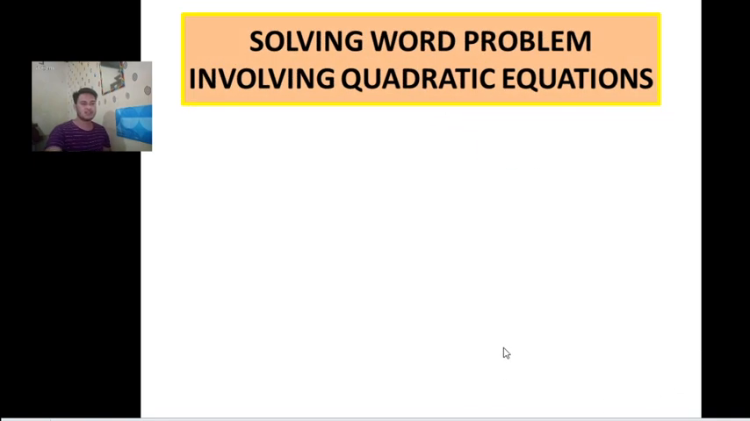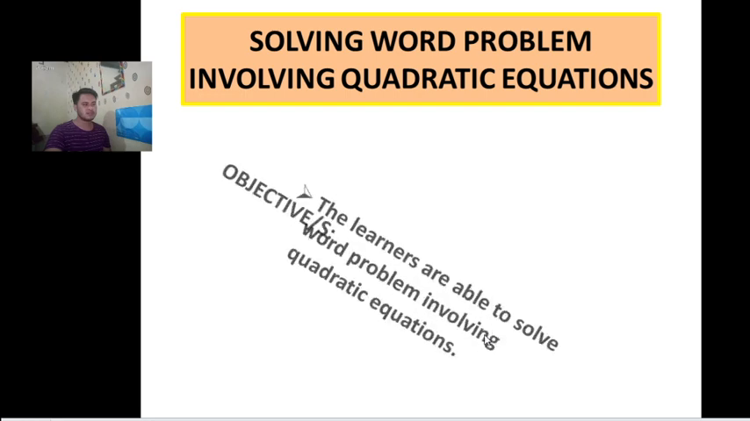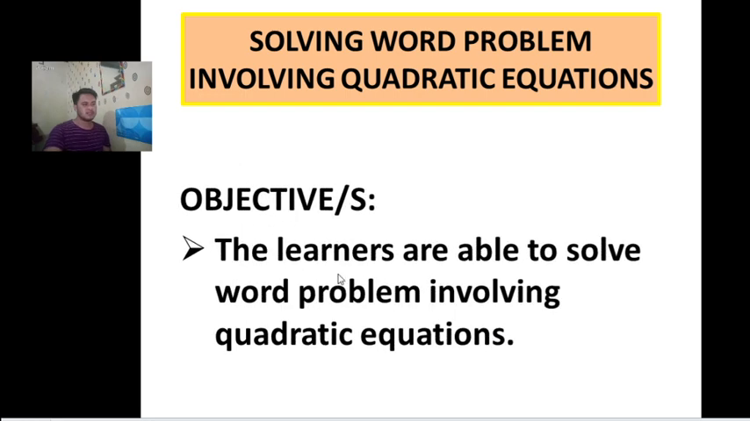And this time, I will discuss how to solve word problems involving quadratic equations. And first, we will state our objective. The learners are able to solve word problems involving quadratic equations.